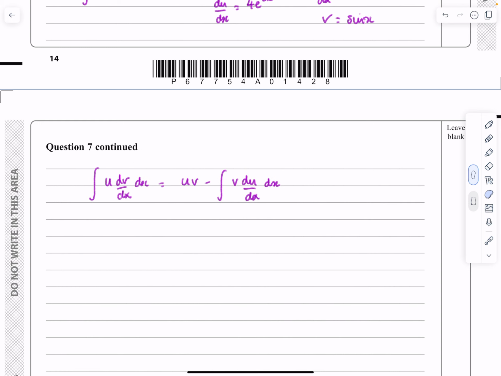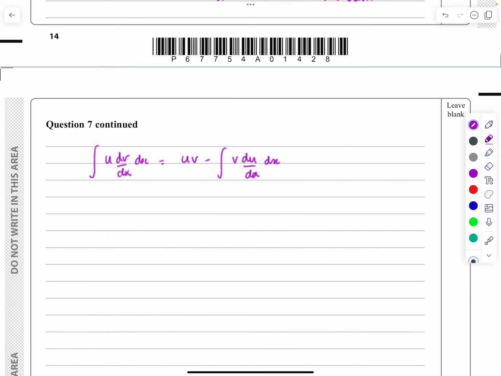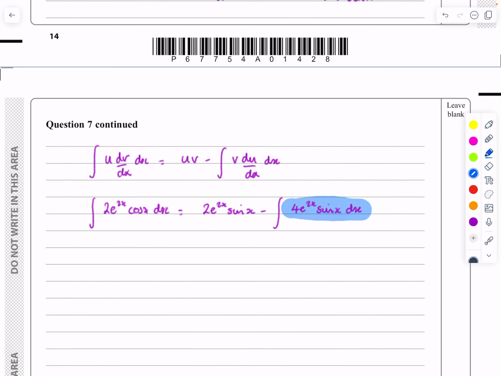Okay, so if I'm doing that again, I'm going to get that the integral of 2e to the 2x cos x dx then works out to be uv, which is 2e to the 2x sin x, minus the integral of 4e to the 2x sin x dx. And then at this stage you say, well, hang on, this hasn't got any simpler again either. But what has happened is we've got to a situation where we can now solve this. Let me show you how.